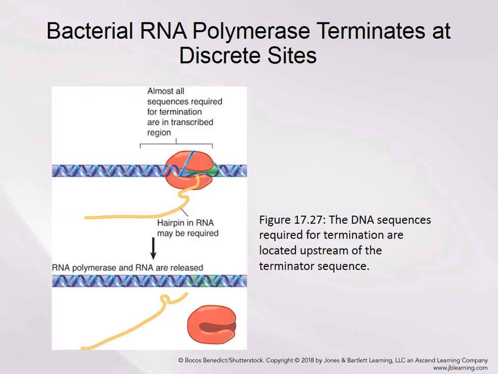So for example, if you have here, this is a hairpin that's kind of forming, right? And so when you move along and this hairpin is formed, it's going to release the RNA strand, release the DNA, and release the RNA polymerase. Now let's look at what a couple of these things mean. So typically, the signals for the termination are going to be within the sequence that has already been transcribed by the RNA polymerase. So termination is going to rely on the template or the mRNA product that's already been made.